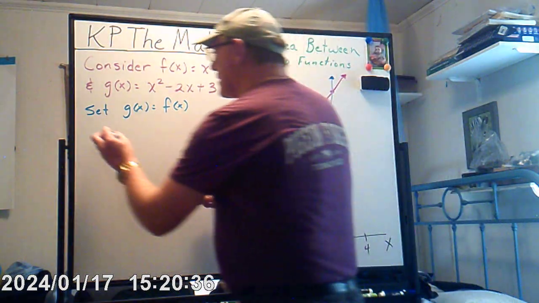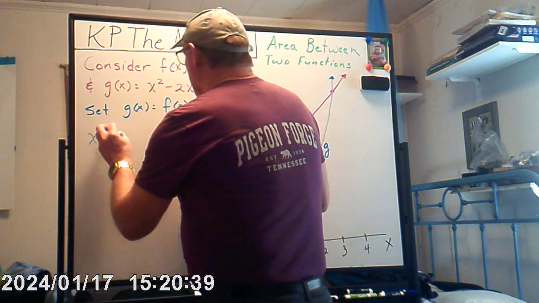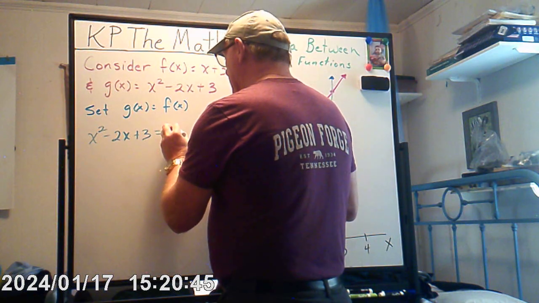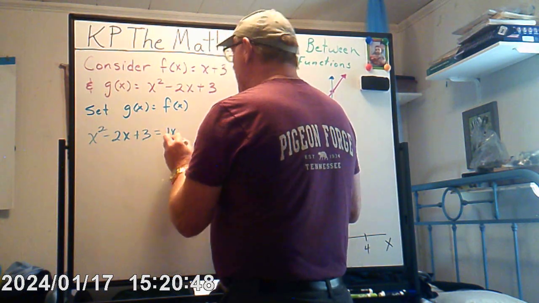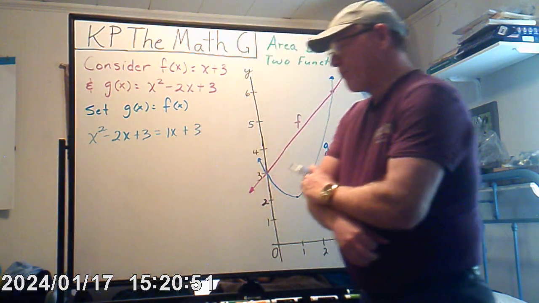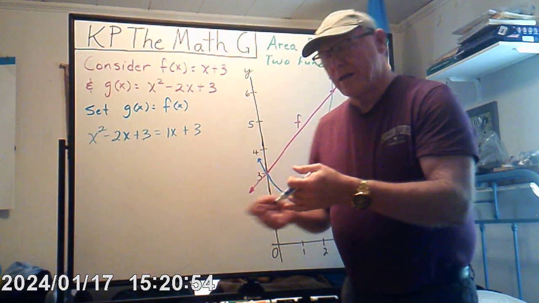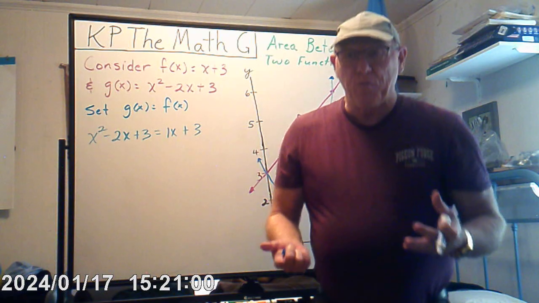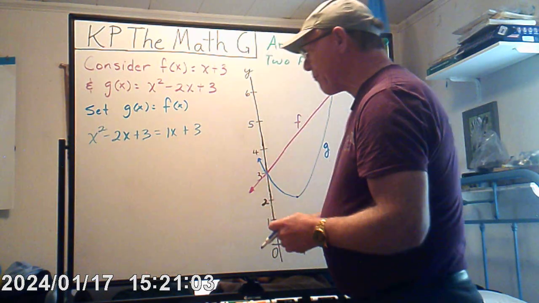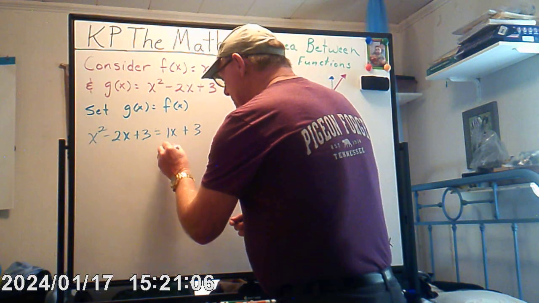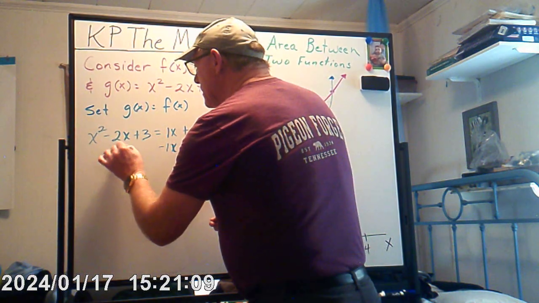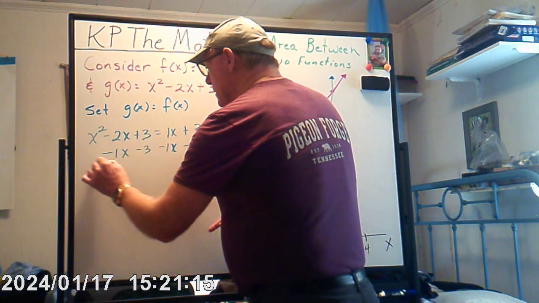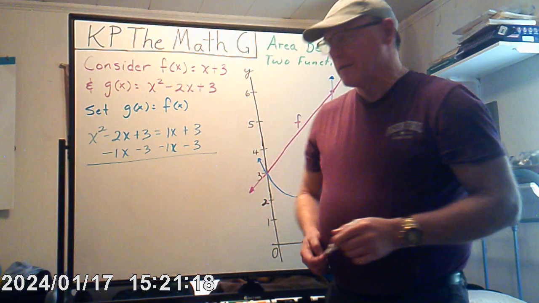Okay. So let's do this. X squared minus 2x plus 3 is equal to 1x, or just x, plus 3. You know how to solve a quadratic. Bring everything to one side, zeros on the other side, and hopefully you can factor this. Alright, we're going to do that. So I'm going to subtract 1x on both sides. And I'm going to go ahead and subtract 3 on both sides. Kind of kill two birds with one stone, so to speak.